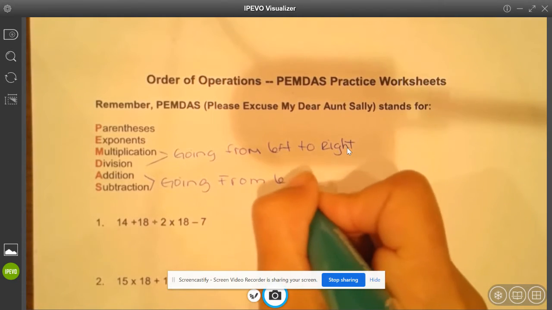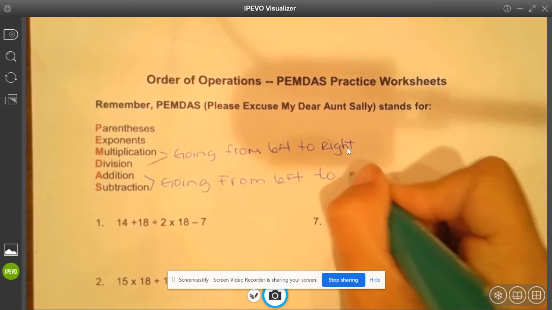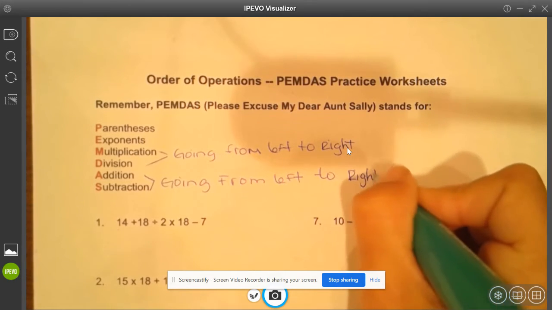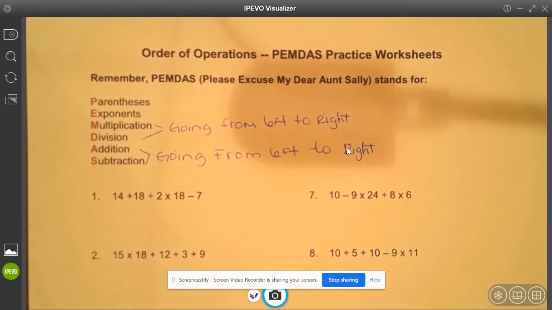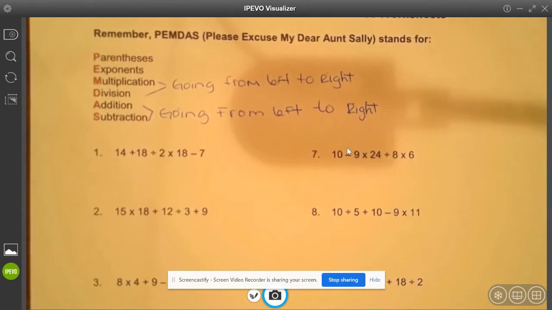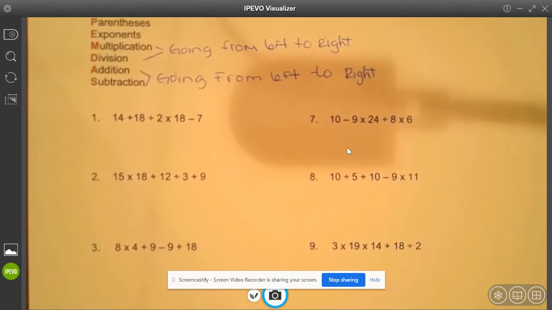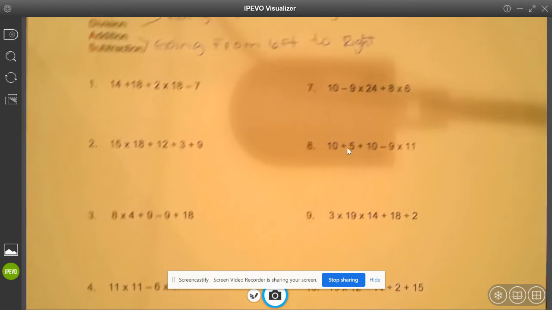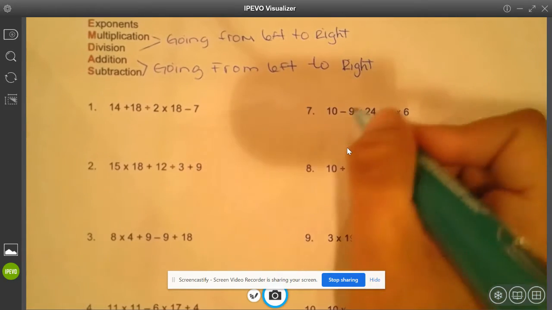And then this one, whichever one comes first, going from left to right. All right. Okay, so the next thing, let's just do some problems, and then you guys can work on your work. Okay, I'm gonna give you some examples over here. All right, let's do something like this.